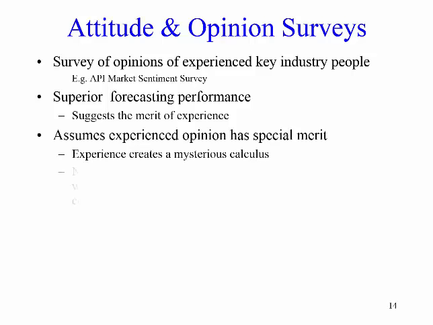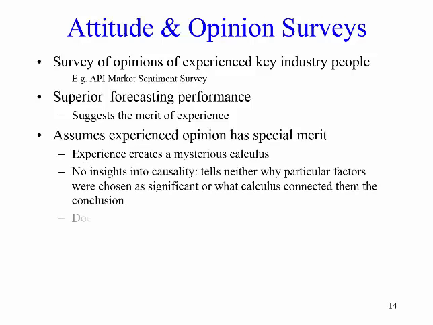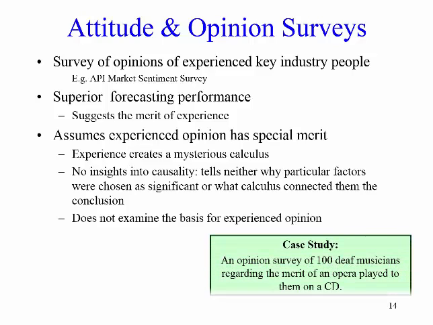We now move to attitude and opinion surveys. These consist of surveys of the opinions of experienced key industry people, for example the API Market Sentiment Survey. It has been found that opinion surveys tend to evidence superior forecasting performance compared to all of the mathematical approaches that we've been discussing before.